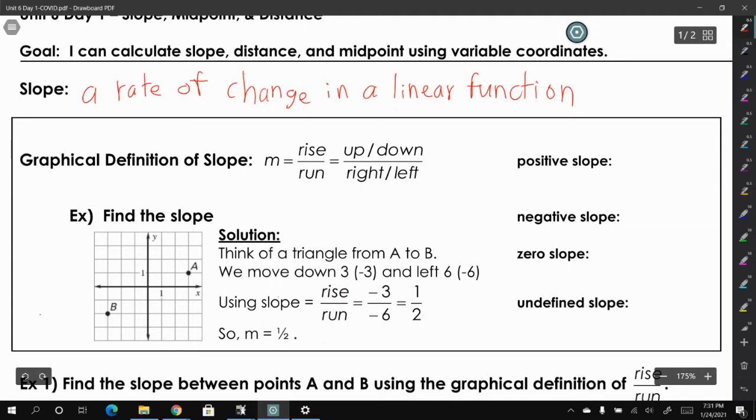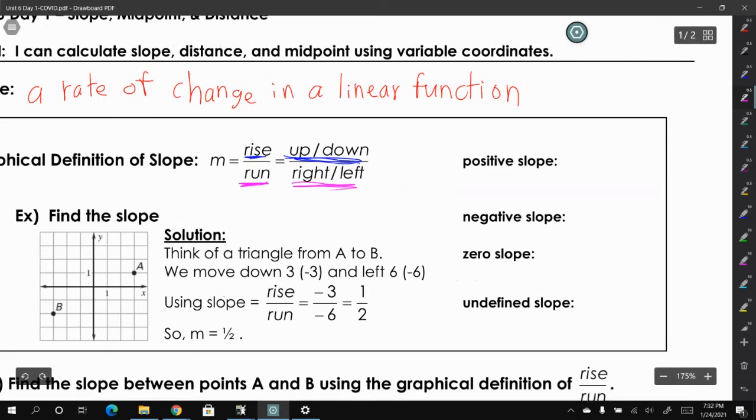And in a graph, we talk about the slope as your rise over run, where your rise is how far up or down you go, and your run is how far left and right you go. So if you're going from one point to another, you can count how far up or down, and then how far left or right, and that will be your slope. If you move down, your top number will be negative. If you move to the left, your bottom number will be negative.